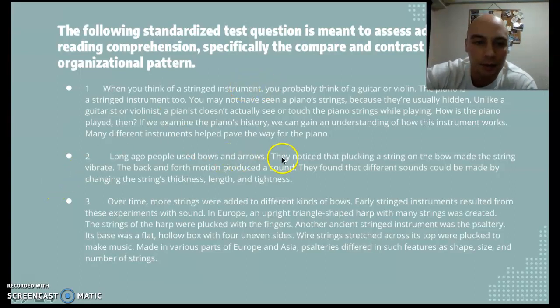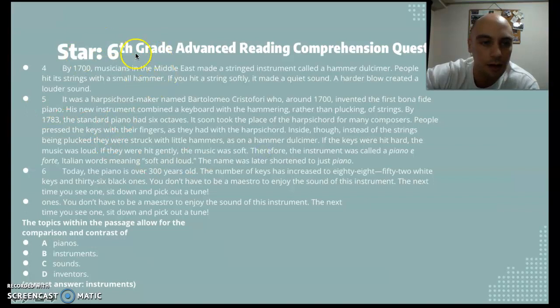Throughout the passage, pianos are compared with various instruments like harps and others. And then the question is, which topic within the passage allows for the comparison and contrast, what's being compared and contrasted? Is it the pianos or the instruments? Really the passage is about pianos, but the instruments are what are being compared and contrasted.